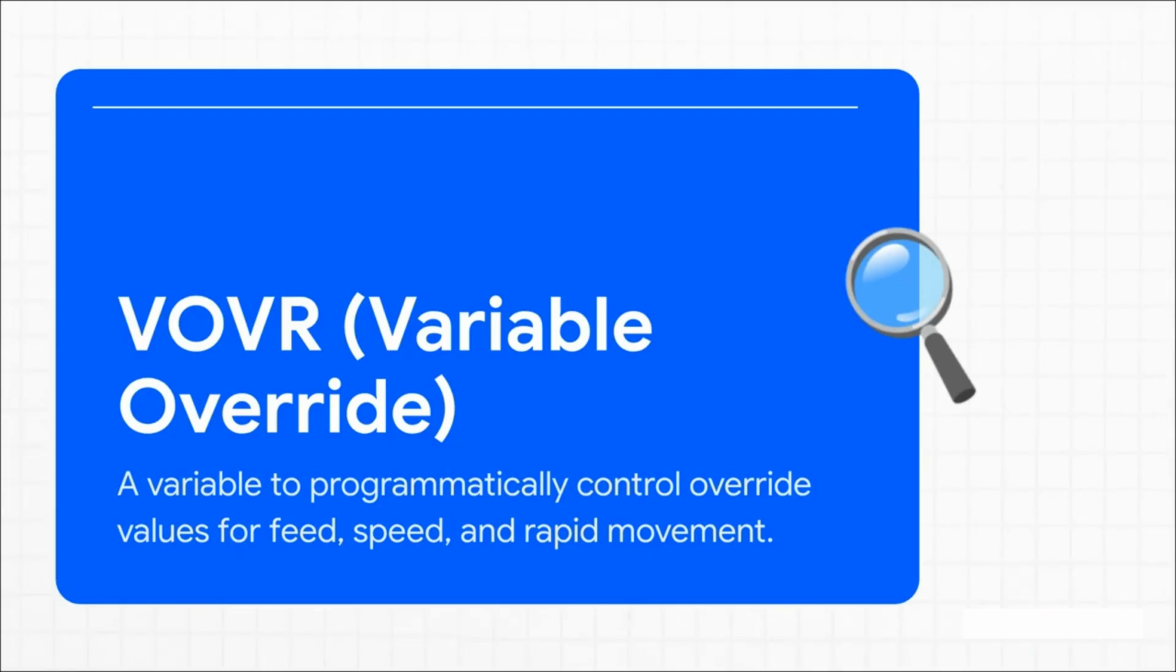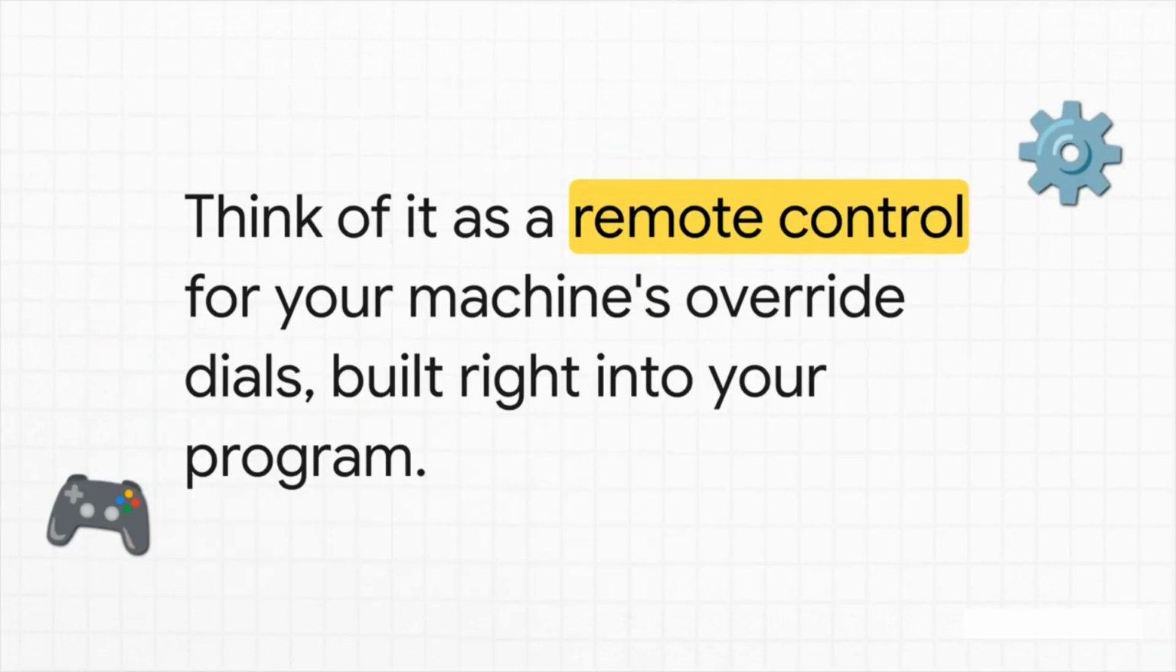So VOVR, what is it? Simply put, it's a system variable that lets you, the programmer, set your own override percentages for your rapids, your feeds, even your spindle, directly in your G-code. The machine does it all on its own. A perfect way to picture it is like a remote control for those speed dials, but it's built right into your code. You can tell it when to turn down the speed automatically at any point you want.